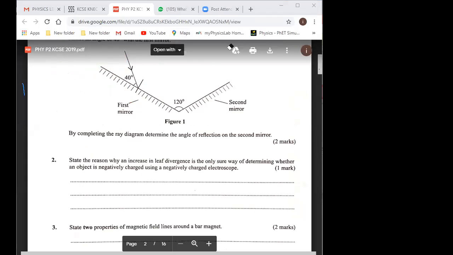Question number 3. State two properties of magnetic field lines along a bar magnet. Anthony Nambiro: They are strongest at the poles. That is correct. That is one. They are strongest at the poles. Someone else?